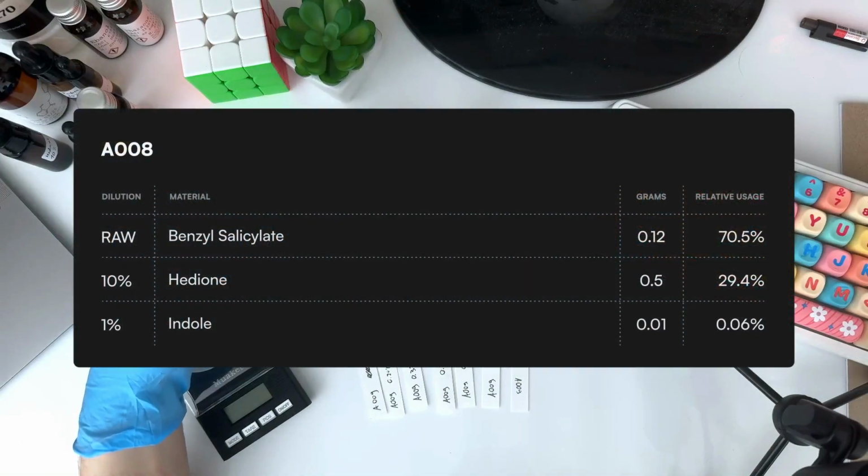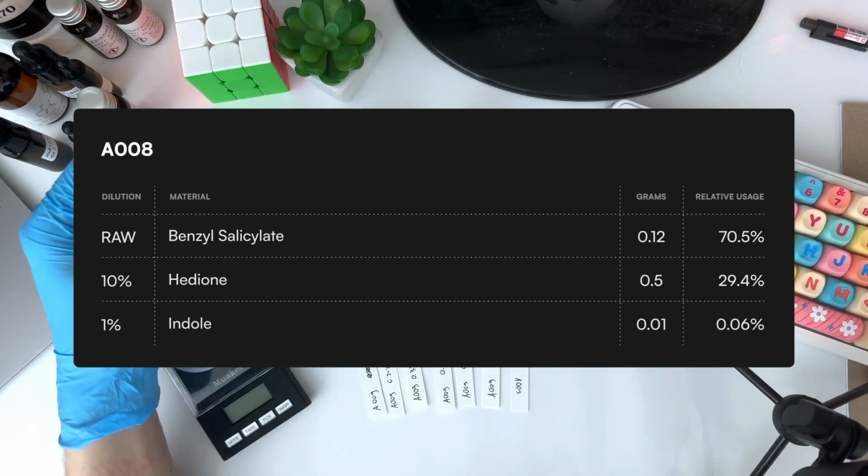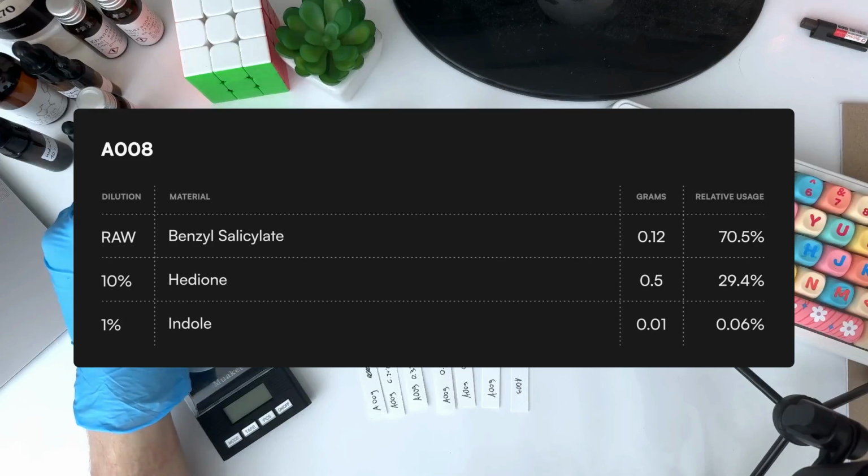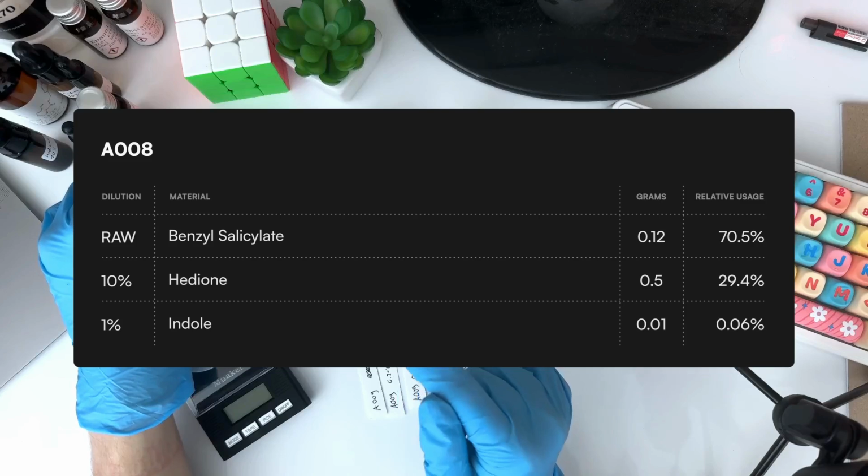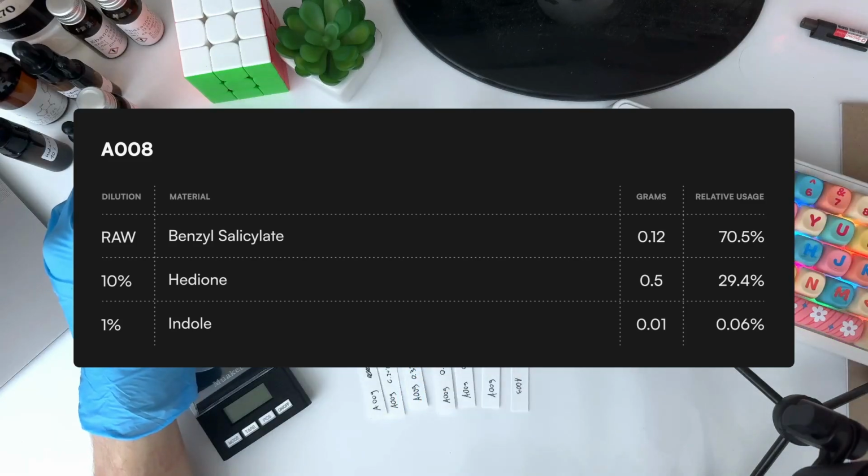I did Benzyl Salicylate pure 0.12 grams, and I combined it with Hedione diluted to 10%, 0.5 grams. And finally, I added Indole diluted to 1%, 0.01 grams, which in this example was 0.06% relative usage. That is less than 1%. And yes, I was pleasantly surprised how good it smelled. But then after I added another 0.01 grams, which raised the relative usage for Indole to 0.12%, so twice as much, but still less than 1%.